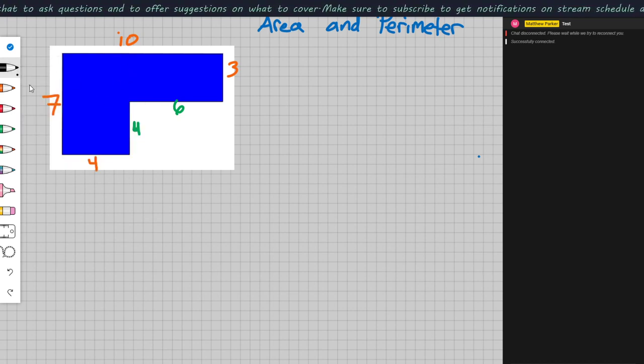Okay. Actually, we have to cut it. Okay, so we have 4, 4. So we could see this as being a square. So we could cut here and then leave ourselves with a square and a rectangle. We could cut here and have 2 rectangles.